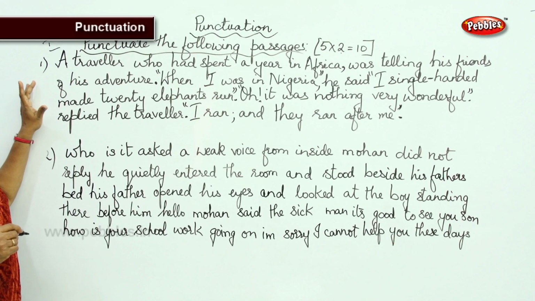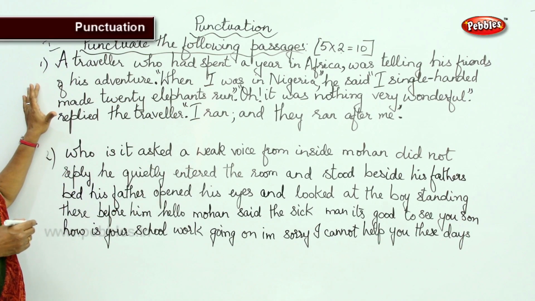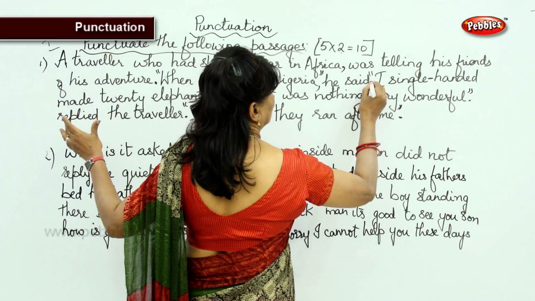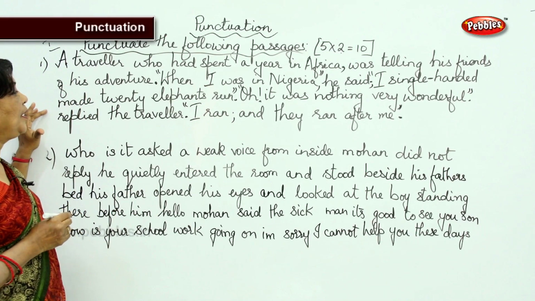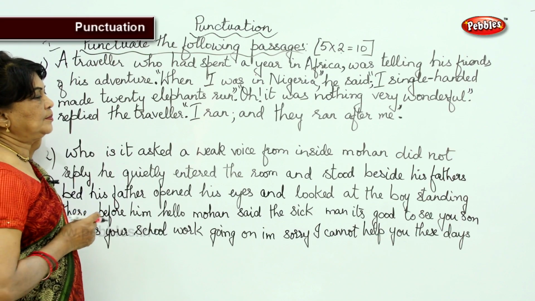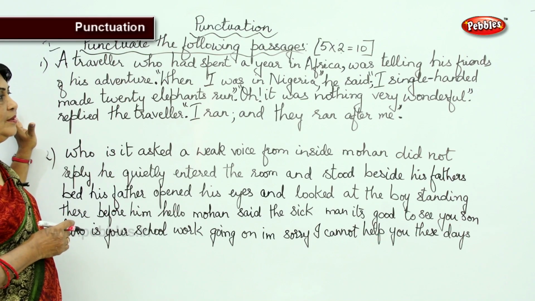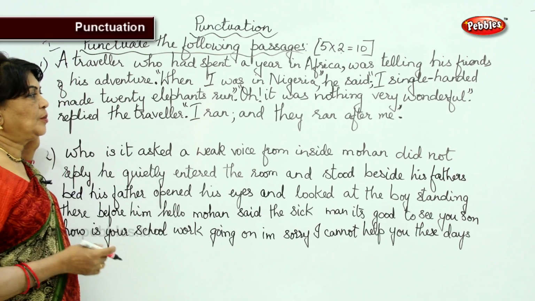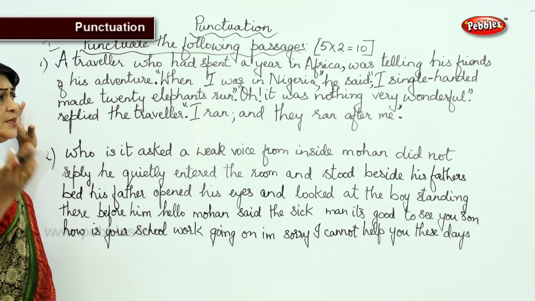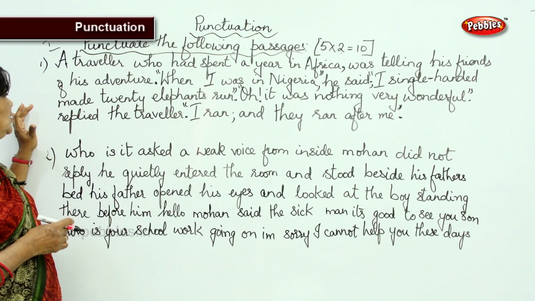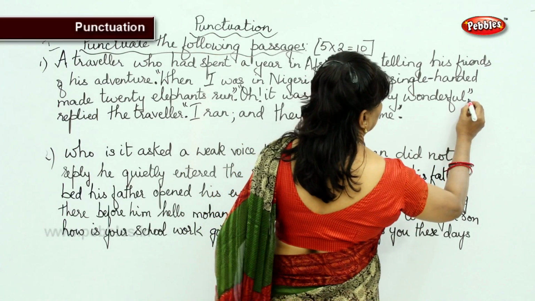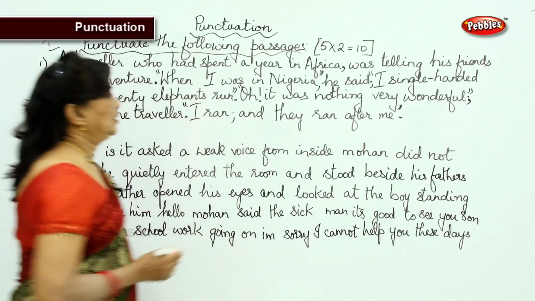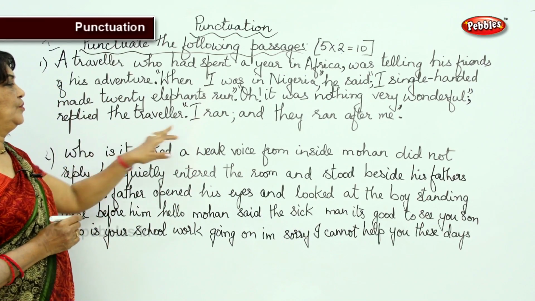Now check it up whether you have got 5 marks for this. A traveler who had spent a year in Africa was telling his friends of his adventure. When I was in Nigeria, he said, semicolon, I single-handed made 20 elephants run, full stop, and close inverted or quotation marks. Oh, that is exclamatory mark and start inverted comma said and a capital letter here. Oh, it was nothing very wonderful, close inverted commas, full here again we can't have again a semicolon. It was nothing very wonderful, replied the traveler, full stop.